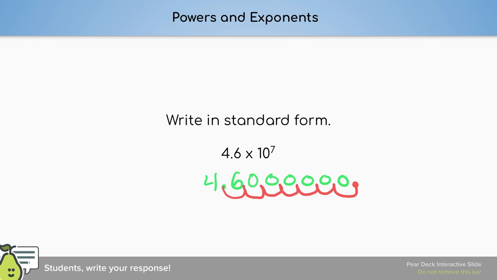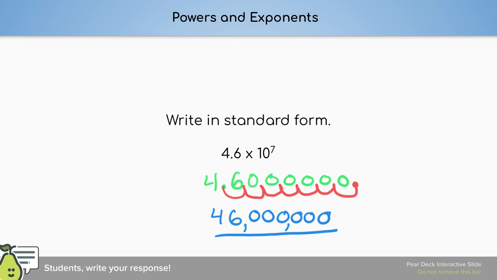And there we go. Now let's rewrite our number because it looks a little messy right now with the jumps and everything. So we're going to go 4, 6, 0, 0, 0, 0, 0, 0, and then let's put our commas in. 1, 2, 3, comma, 1, 2, 3, comma, and there's our final answer, 46 million. This is a number that is written in standard form.